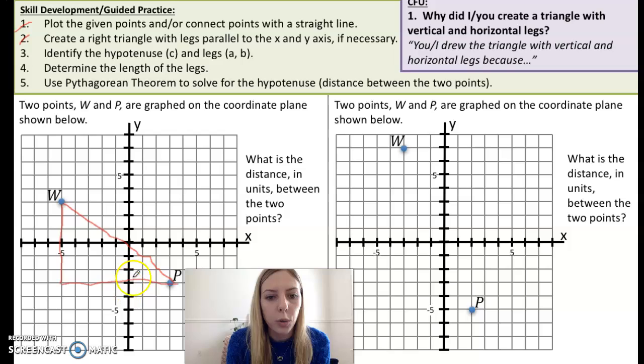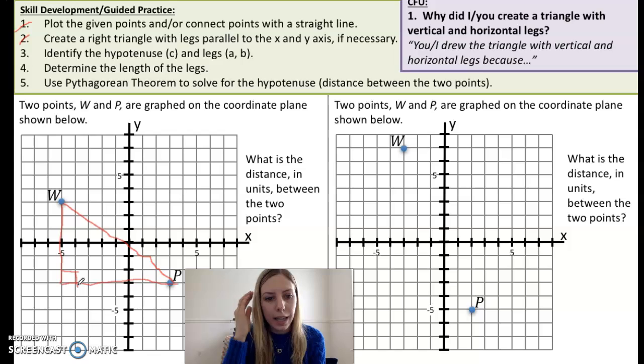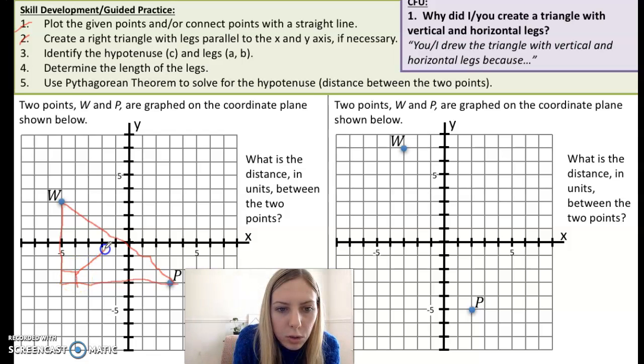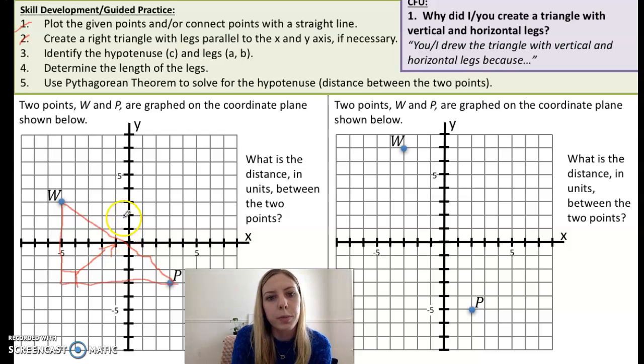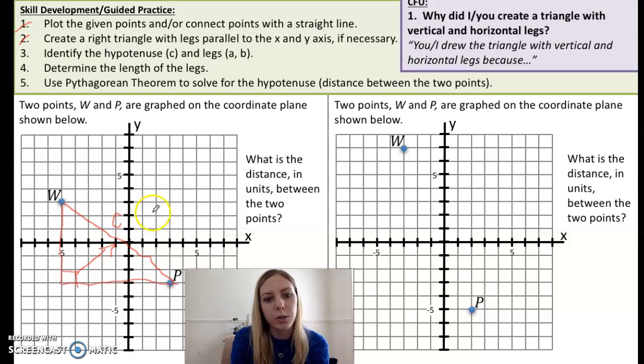Okay, so we know about right triangles. I'm actually going to help myself with mine, and I like to mark the 90-degree angle because that helps me remember, oh, my hypotenuse is straight across. So I know my hypotenuse is straight across from the 90-degree angle. That's the one I start with first because that is my C, or my hypotenuse.